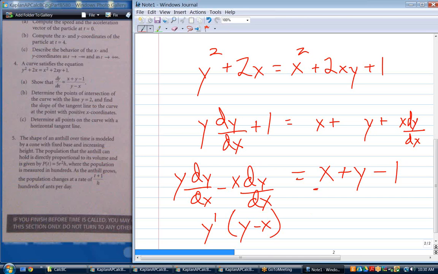And then we're going to divide everything by y minus x. Wait, how do we get y prime in there? I just wrote it because it's shorter than dy dx. Oh, you just did the same. It means the same thing. I ran out of room on my paper there, so I wrote y prime. So dy dx is equal to that, which is what they wanted us to prove.